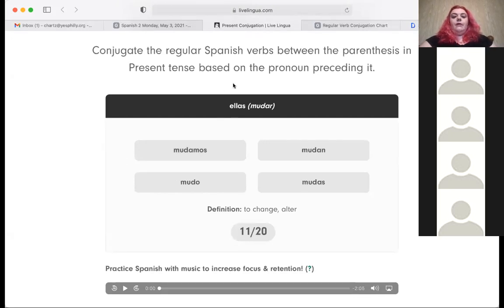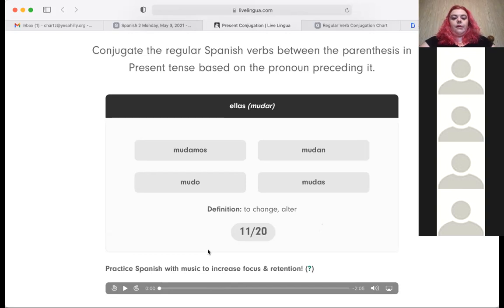So for this next one, we have ellas mudar, and that's to change or to alter something. So ellas is our subject, and it's the same thing as ellos. It's just like a group of women. Same thing. So is it going to be mudamos, mudo, mudan, or mudas? And remember, we're using the ellos form, and it's an AR verb. So is our ending going to be amos, o, an, or as? So we're going to use they change or they alter something. So which one are we going to use here?